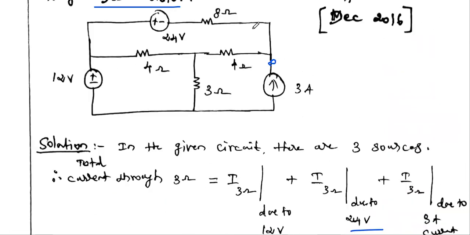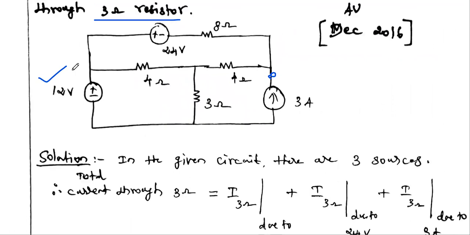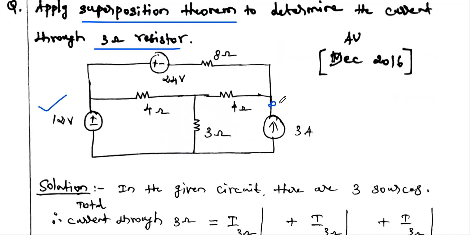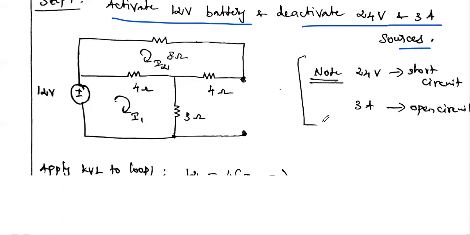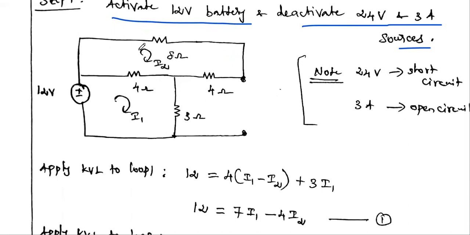Now this is the total diagram. In this circuit, you activate the 12-volt battery, deactivate the 24-volt battery and the 3 amps source. Already you know, if you make a voltage source 0, it becomes a short circuit. If the current source becomes 0, that branch becomes an open circuit. So now the diagram is like this: in the place of the 24-volt battery, a short circuit; in the place of the current source, an open circuit, nothing connected. Now we have to find the current flowing through this 3 ohm resistor.